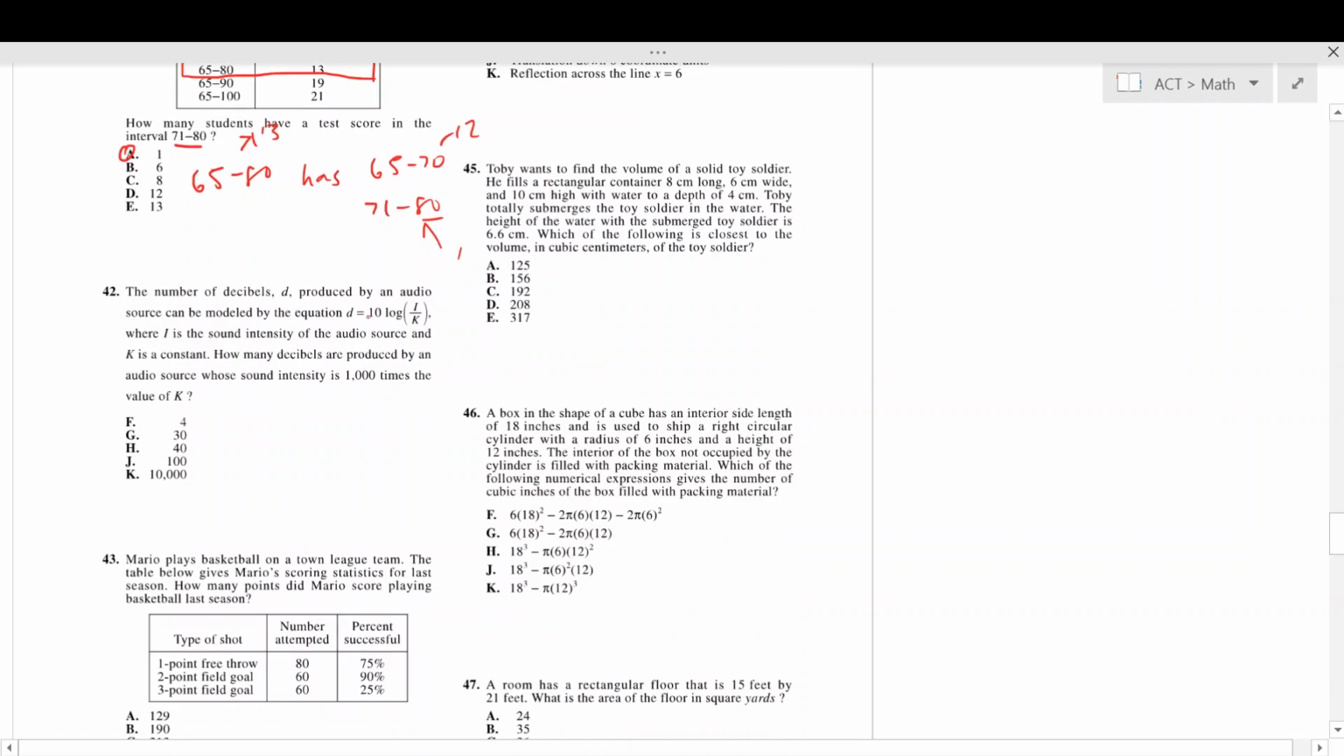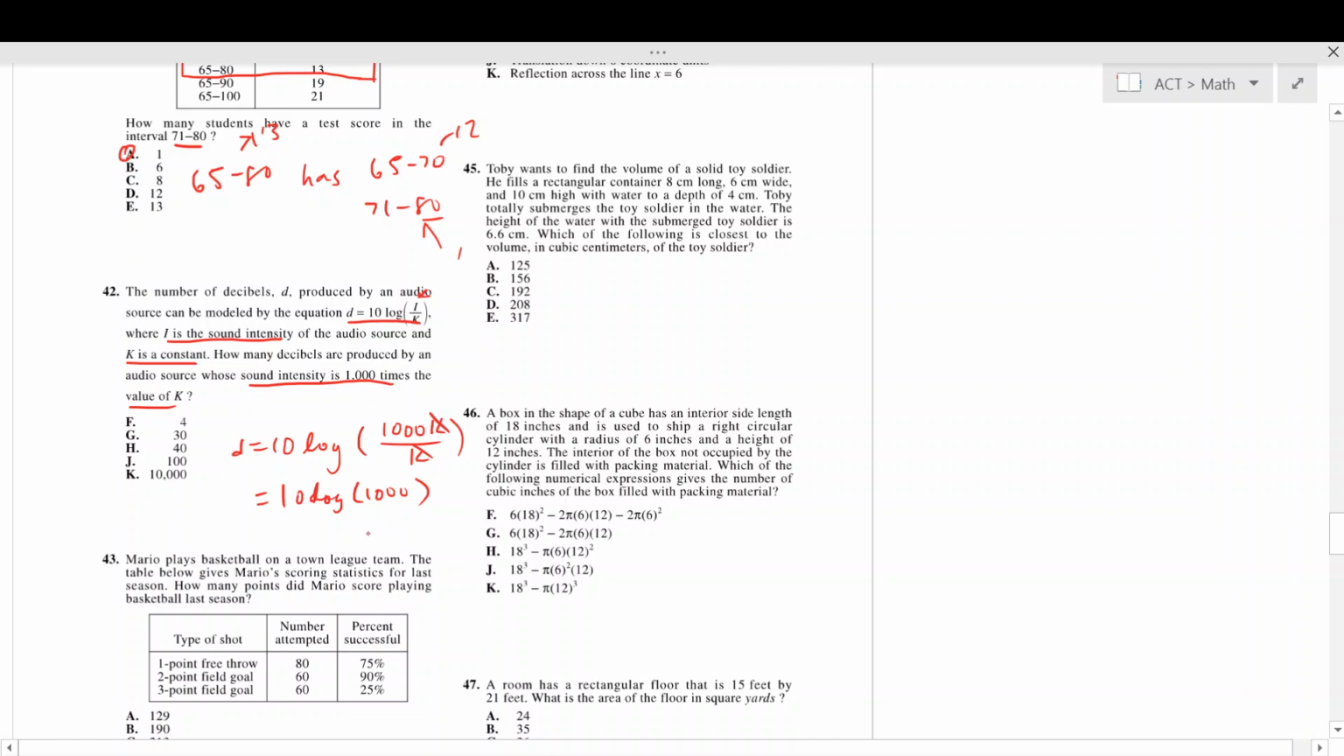Let's see. We're given this equation, and I is sound intensity, K is a constant. How many decibels are produced when sound intensity is 1,000 times the value of K? So sound intensity, remember, is I, so I is 1,000 times the value of K. So let's write out the equation. D equals 10 log I. Remember, I is 1,000 times the value of K, so I is 1,000 K over K didn't change, so let's just write that out. D equals 10 log 1,000 K over K. The K's cancel out, so we're just left with 1,000.